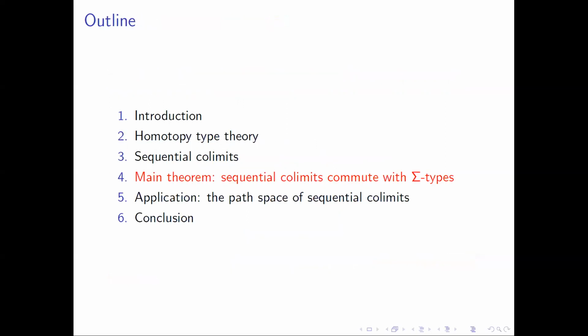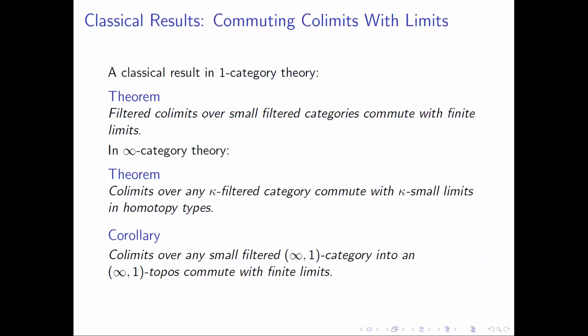So now we come to our main theorem, which says that sequential colimits appropriately commute with sigma types. And one could ask, what is so special about sigma types, or why do we care about the commutation of colimits with sigma types? And the answer is that categorically, sigma types correspond to a certain type of limit. So we're actually talking about commuting limits with colimits. And this is, of course, not unknown in the literature.